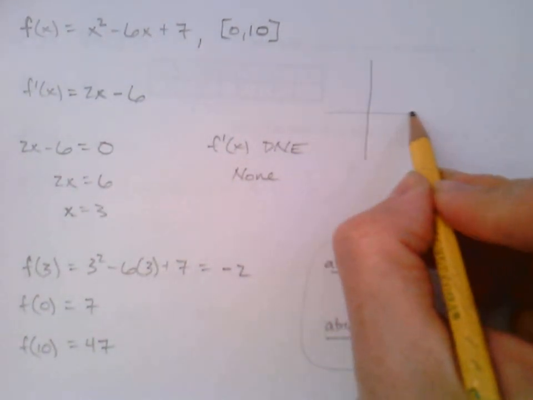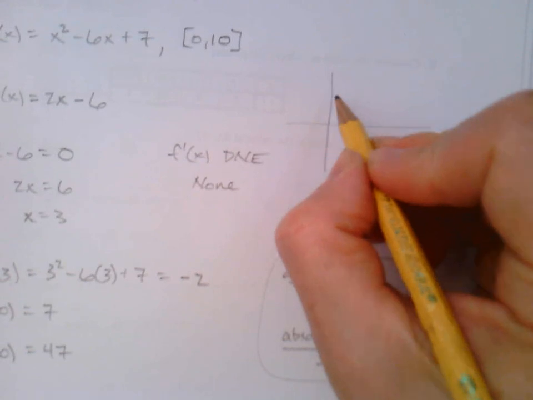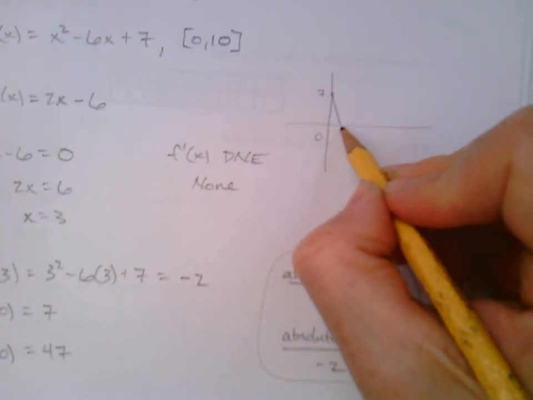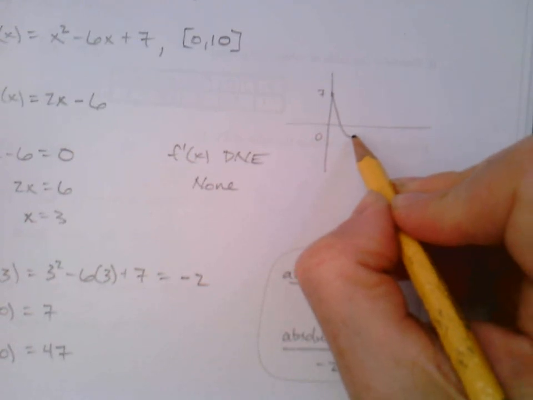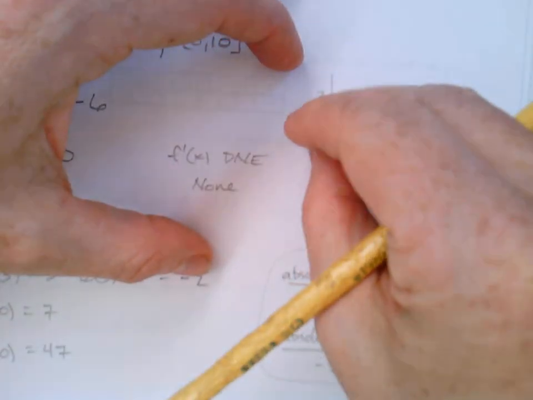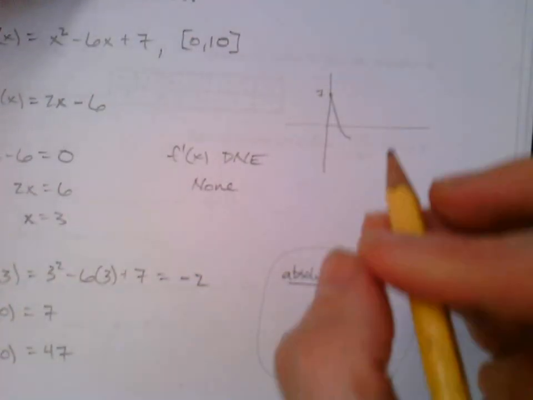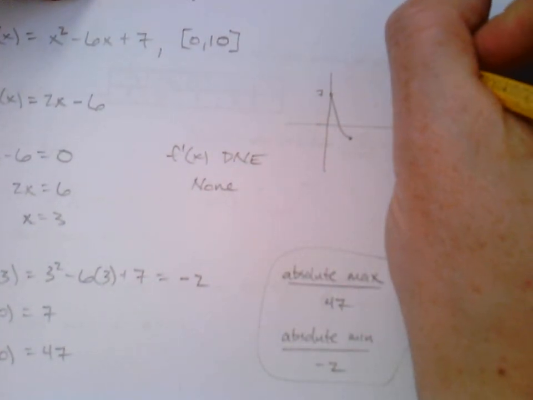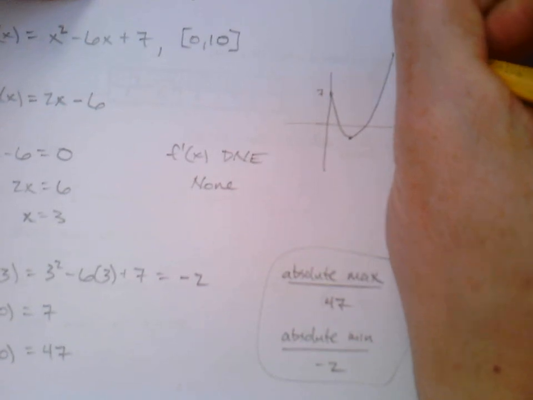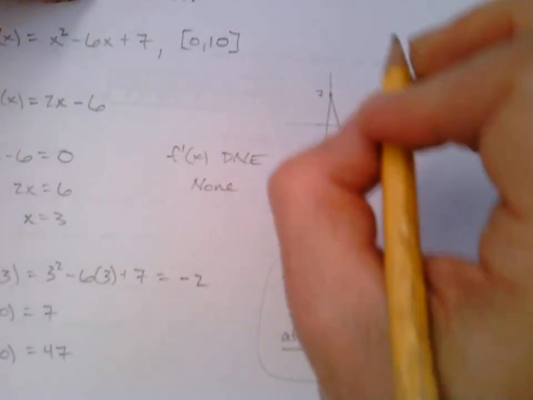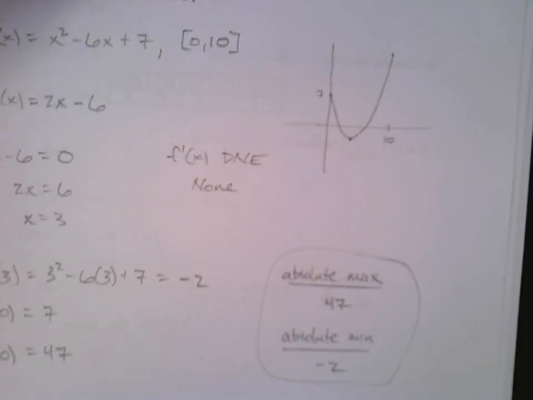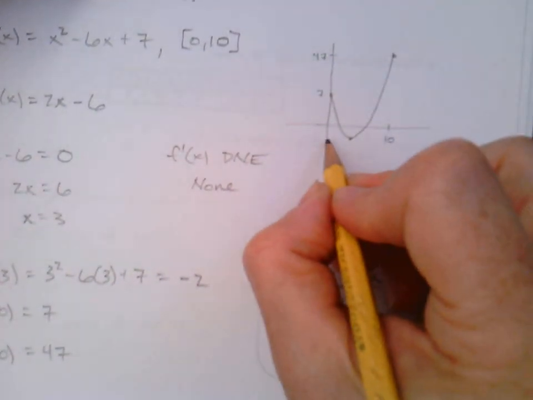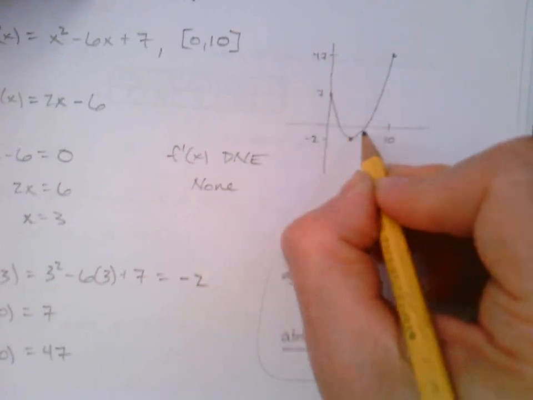if you were to graph, at 0, it starts off at 7, okay? Then it drops to a min, and then it's going to shoot up, and by the time you get to 10, it's way up there. So here it's way up at 47, and there's negative 2. It does that sort of a thing.